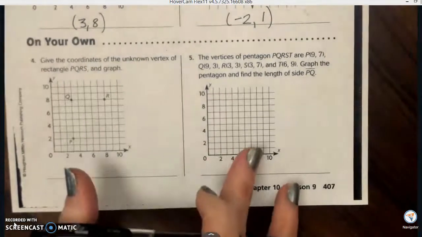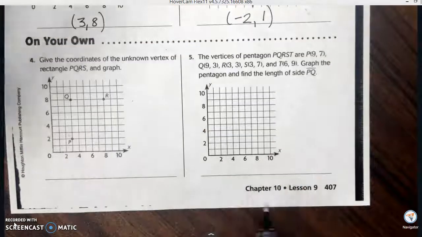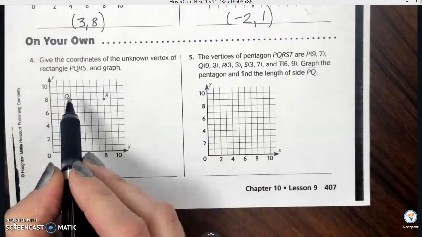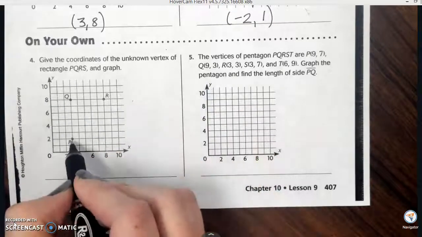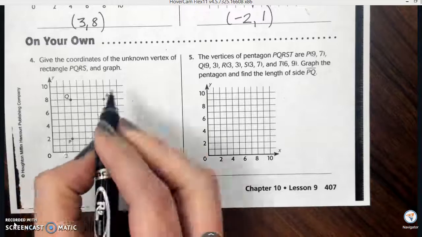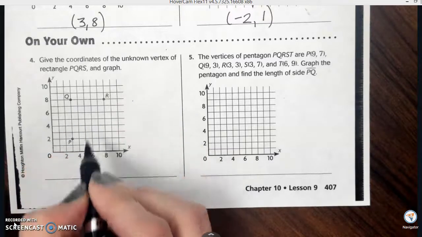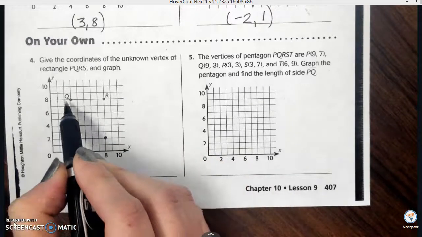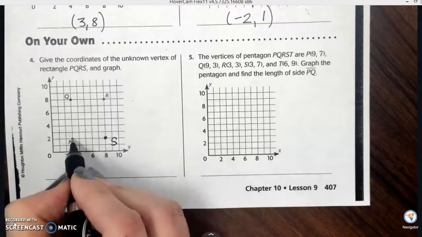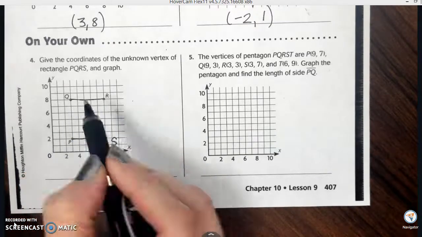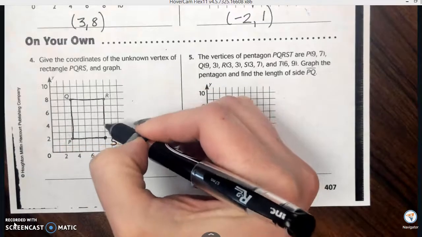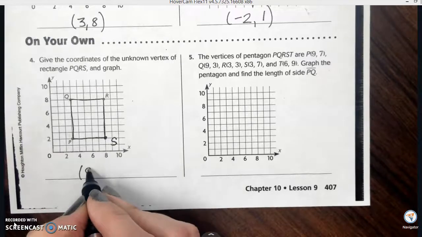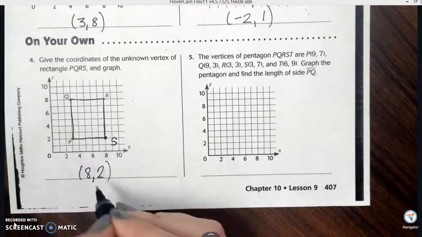Alright, number 4. We've got to give the coordinates for the unknown again. So it's a rectangle again. So we know that this side down here would have to be parallel to this side. So 1, 2, 3, 4, 5. So if I go over 1, 2, 3, 4, 5, this would be, let's see, we've got P, Q, R, so this has to be S. Okay, so my ordered pair here would be 8 for X and 2 for Y.